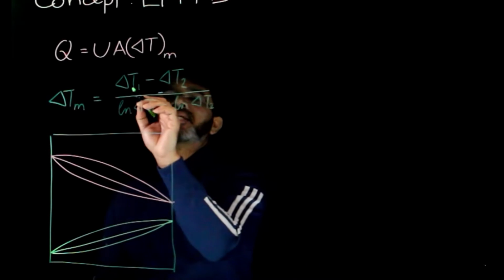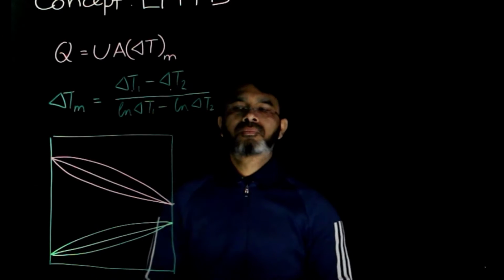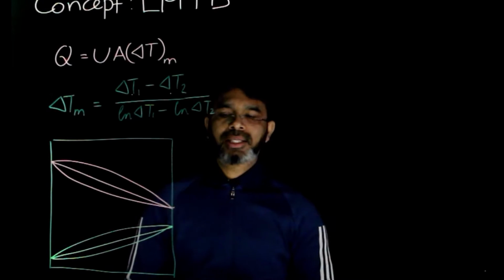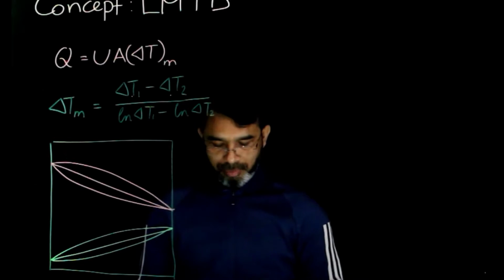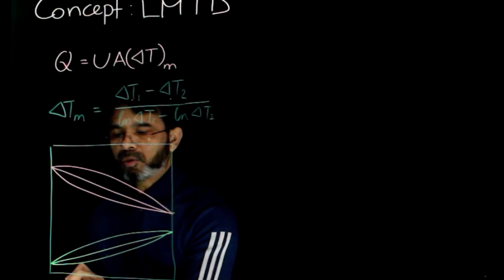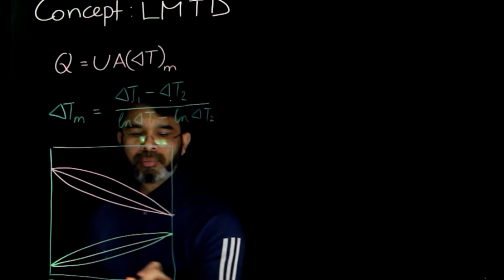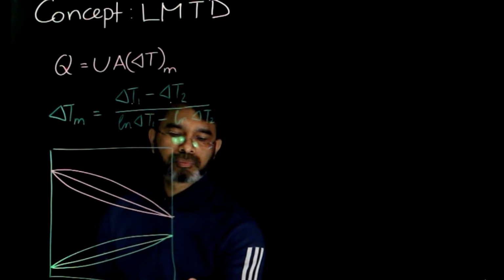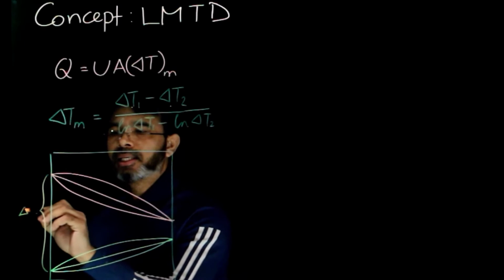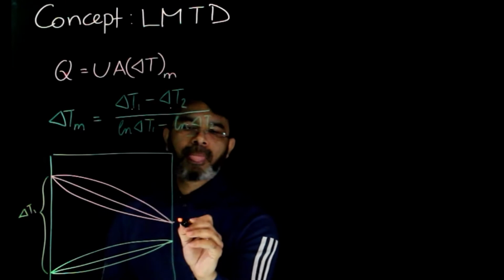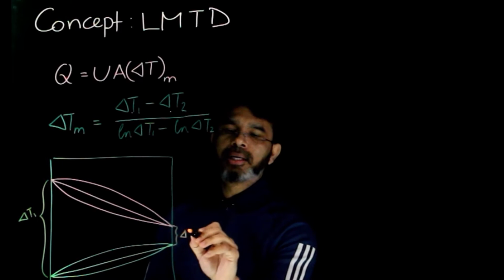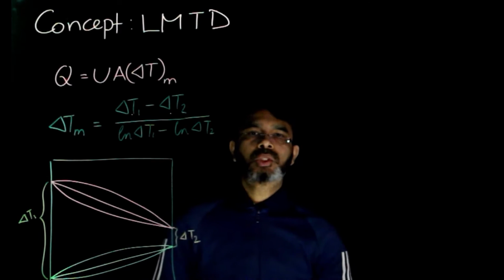Now in this equation, delta T1 and delta T2 are the temperature differences between the cold fluid and the hot fluid at the two ends. So if we define this end to be end 1, and this to be end 2, then the temperature difference between the two fluids at this end is defined as delta T1, and the temperature difference between the two fluids at this end is defined as delta T2.